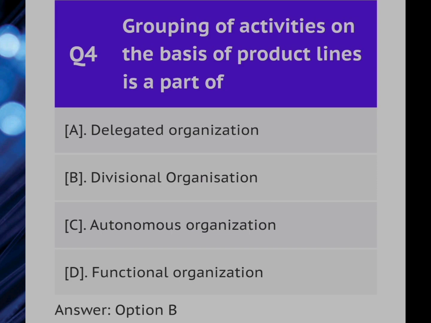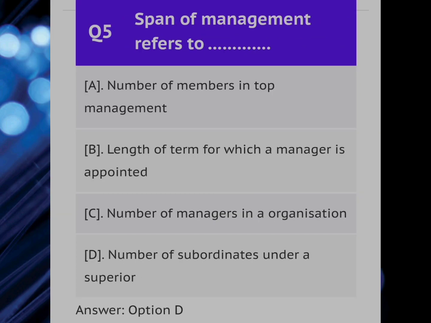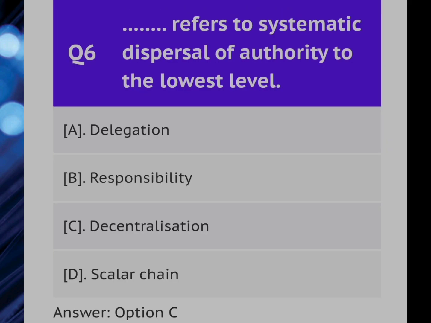Grouping of activities on the basis of product lines is a part of answer B. Divisional organization. Span of management refers to dash. Answer D. Number of subordinates under a superior. Dash refers to systematic dispersal of authority to the lowest level. Answer C. Decentralization.